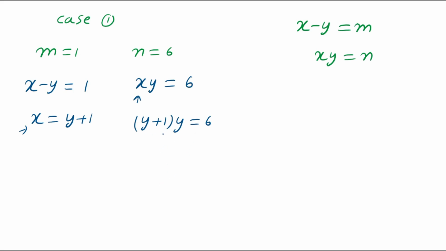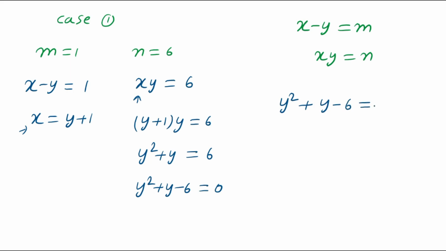Y is multiplied by y plus 1, then here y square plus y, and this is equals to 6. If we take all the expressions on the same side, then y square plus y minus 6 is equals to 0. On the left hand side we have a quadratic equation in terms of y. This expression is factorizable, and here we will apply middle term split.